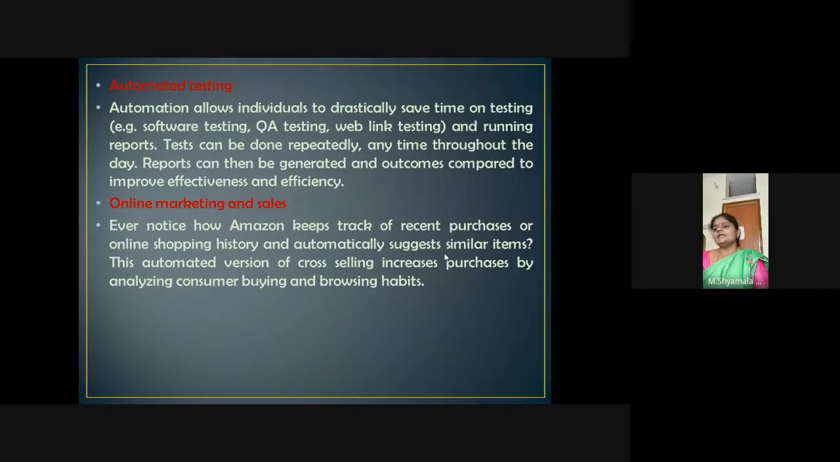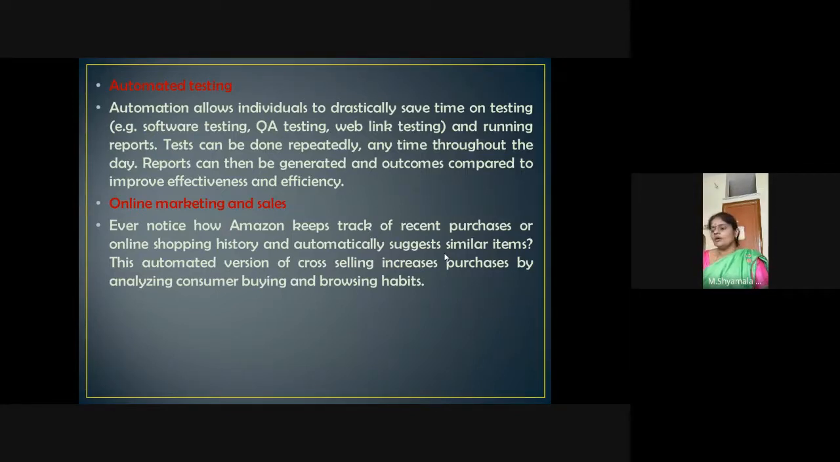Online marketing and sales. Ever notice how Amazon keeps track of recent purchases or online shopping history and automatically suggests similar items? It is an amazing thing which we are receiving normally on our mobile phones. Amazon keeps track of our recent purchases and it suggests similar items.